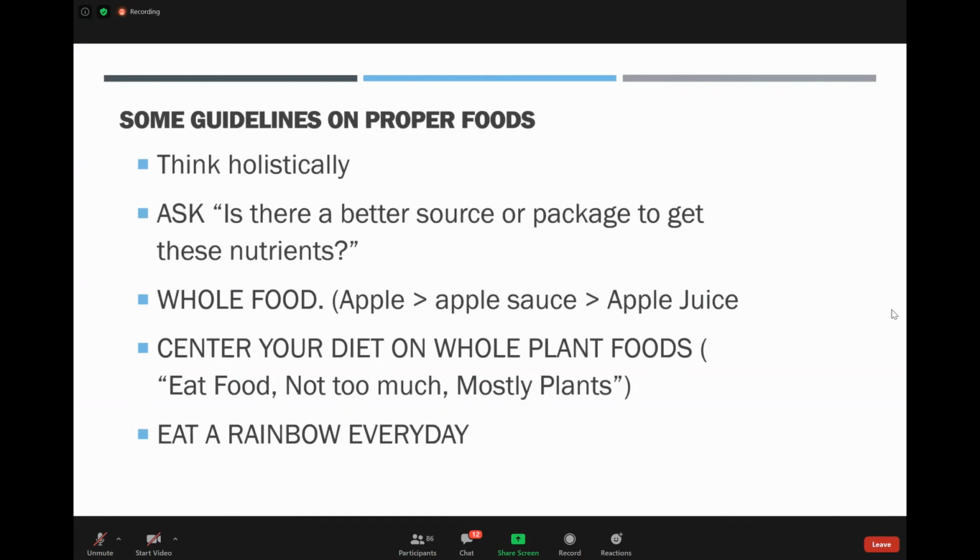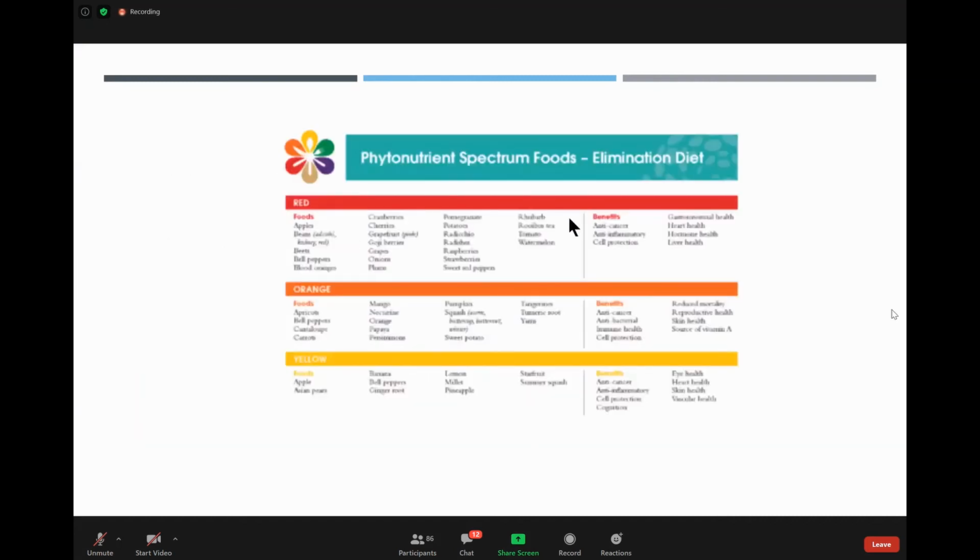Yung po kasing whole foods plant-based diet, we consider around 70 to 80% ng ating foods na plant-based, and then the other 20% or the other 30% goes to your meat products. And you eat a rainbow every day because your rainbow every day gives you your phytonutrient spectrum. No? Your phytonutrient spectrum, madaming benefits. Yung royal leaf natin, red, orange, yellow, green, blue, indigo, and violet. So you eat a rainbow every day.